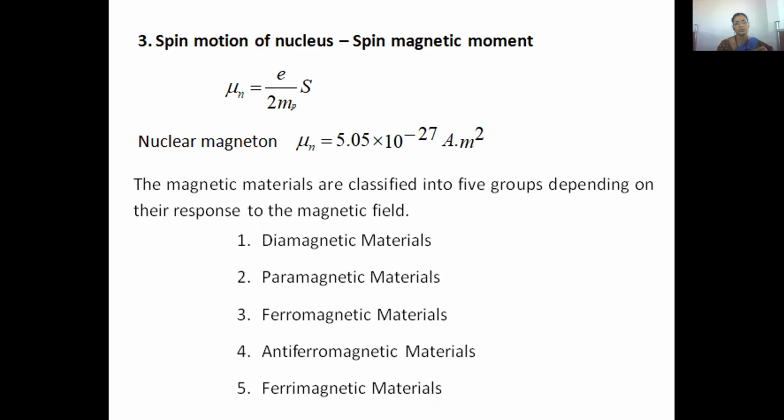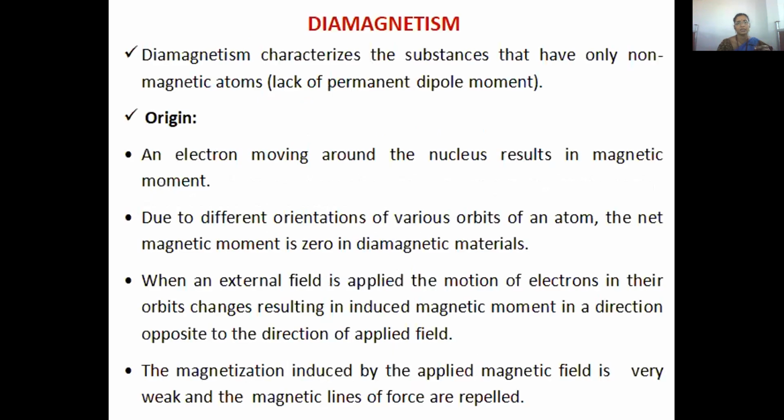We have classified the magnetic materials into 5 groups. They are diamagnetic, para, ferro, antiferro, and ferrimagnetic materials. Let us have a deep discussion of what each one is, the characteristics of each classification.